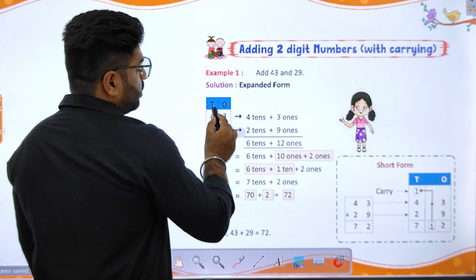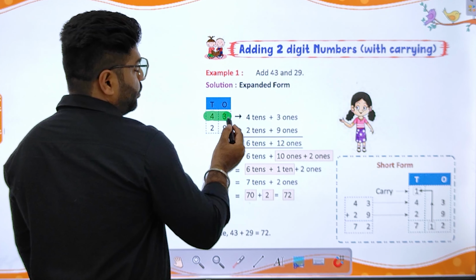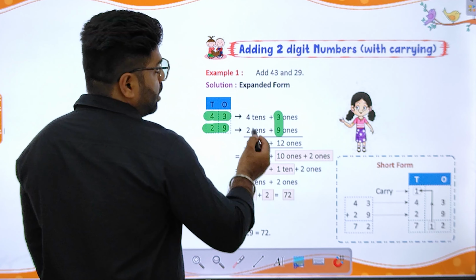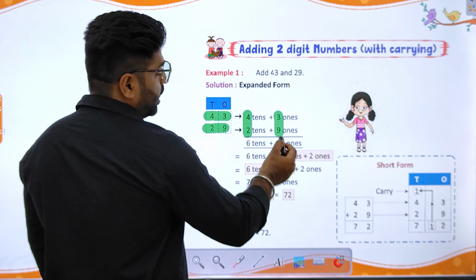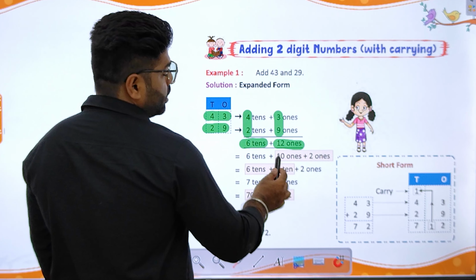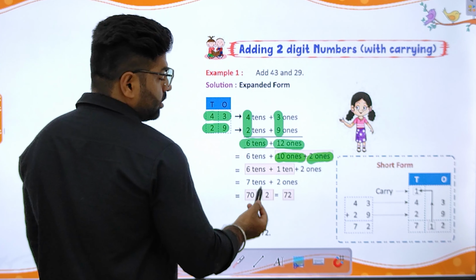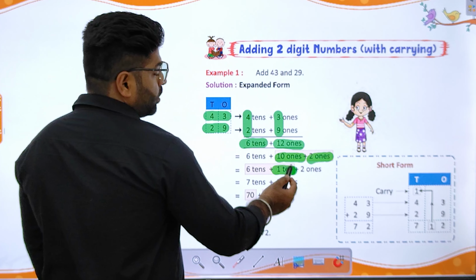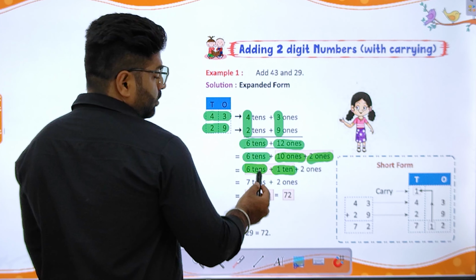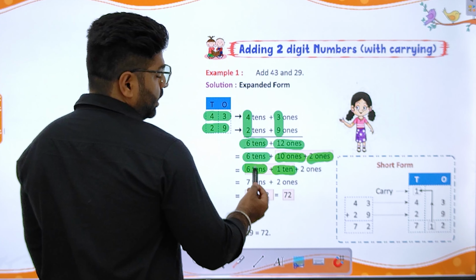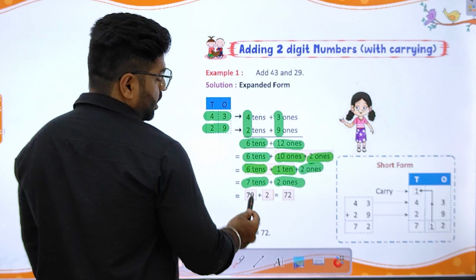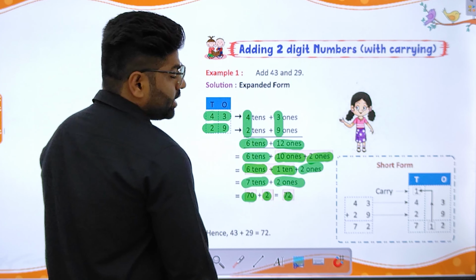Okay, here we are having two digit numbers, that is 43 and 29. So we have to add 3 ones and 9 ones and 4 tens and 2 tens. Here we are having 12 ones and 6 tens. So we can write 12 ones as 10 ones and 2 ones, and 10 ones is equal to 1 ten. So here we are having 6 tens and 1 ten. So we can combine these as 7 tens and the remaining is 2 ones. This is 70 plus 2, that is 72.